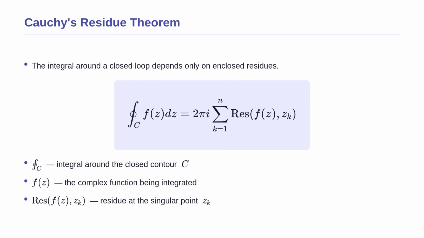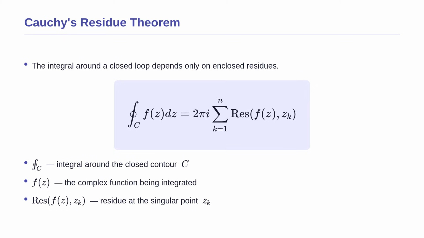This brings us to the crown jewel of complex integration, the formula itself. The theorem states that the integral of a function around a simple closed loop C is exactly equal to 2 pi i multiplied by the sum of the residues of all the singular points trapped inside that loop.